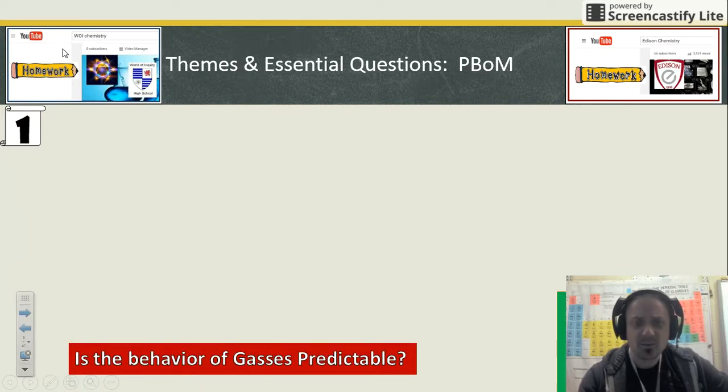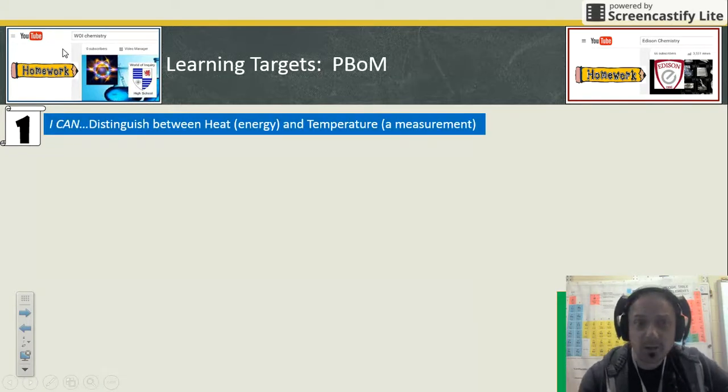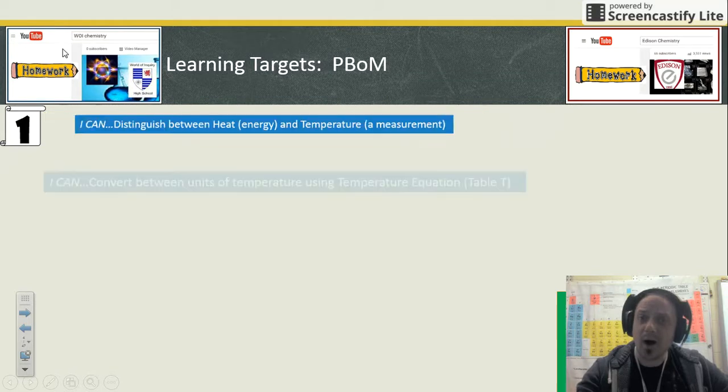And the last portion of this unit is, is the behavior of gases predictable? The answer is, of course, but how is the details that we'll be studying. Learning targets. You want to be able to say that I can do the following. Distinguish between heat and temperature. They're not the same thing. You want to know the details and why.